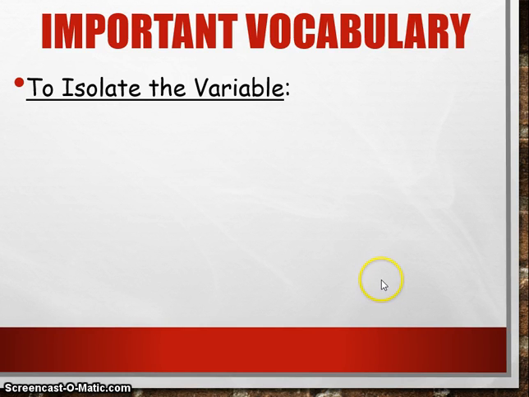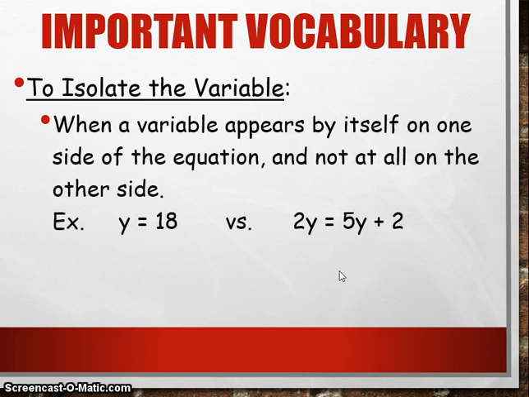Now, we said that we would use inverse operations, so use those operations to isolate the variable. So what does that mean? To isolate the variable means that the variable appears by itself on one side of the equation and not at all on the other. So if you look, I've given you two examples. One of these has an isolated variable and the other does not.